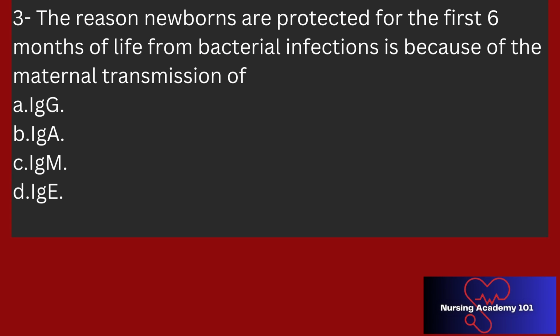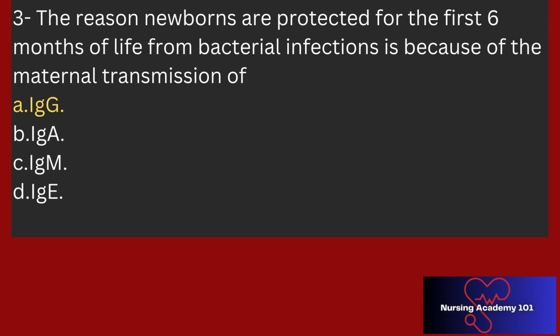Question number 3. The reason newborns are protected for the first 6 months of life from bacterial infection is because of the maternal transmission of: A. Immunoglobulin G, B. Immunoglobulin A, C. Immunoglobulin M, D. Immunoglobulin E. The answer is A. Immunoglobulin G.